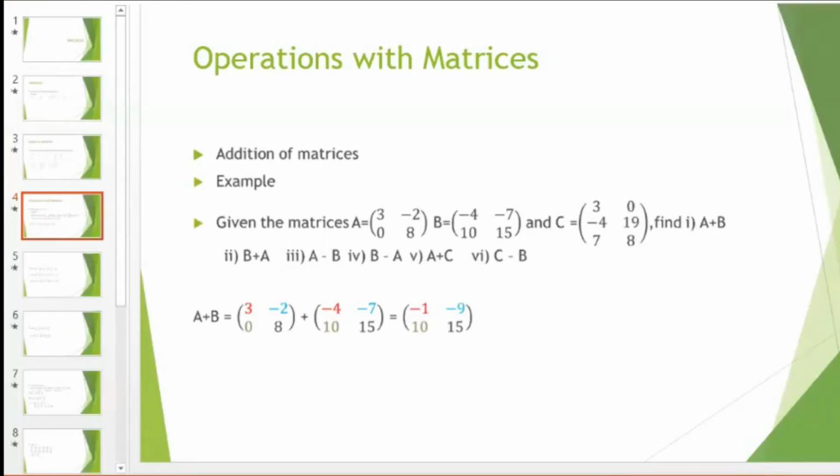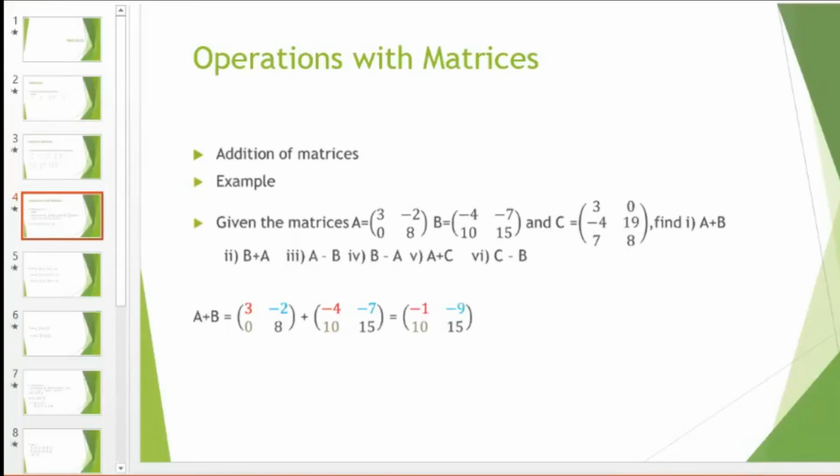You will also notice that I have some colors within the matrix. Can anybody tell me what the colors signify? Or what does it mean? Why did I put the colors? I'm asking a question in terms of addition of matrices. You'll notice that I have 3, -4, and then I have -1.